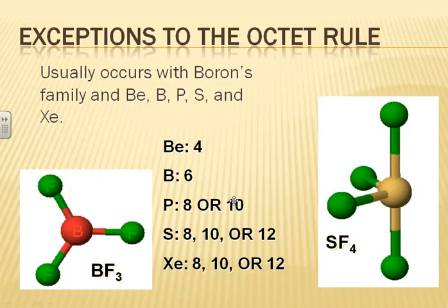Okay, here are the exceptions to the rules. Beryllium, again, a lack of electrons, and boron, a lack of electrons. But phosphorus and sulfur and xenon, they can have multiple bonds, and I really don't do much with these bottom 2 for your class. We do a little bit with the sulfur, but we expect it to have a full octet for just the practical use of being able to write out the correct Lewis dot structure.